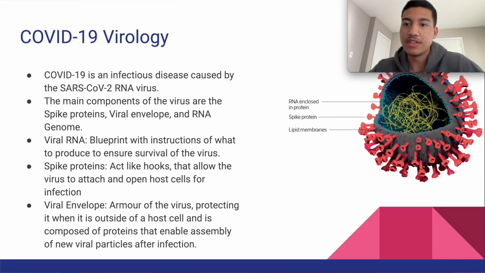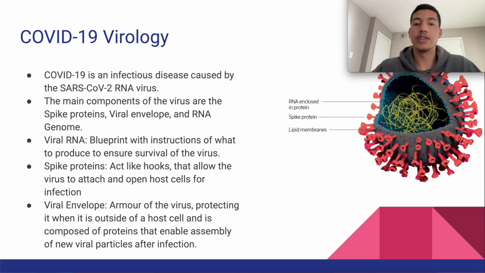So, we'll start off with COVID-19 virology. COVID-19 is an infectious disease caused by the SARS-CoV-2 virus and is part of the coronavirus family. And like its family members, COVID-19 causes respiratory diseases among other symptoms. The main components of the virus are the spike proteins, the viral envelope, and the RNA genome. That said, COVID-19 is an RNA virus, and its genetic material is composed of RNA.